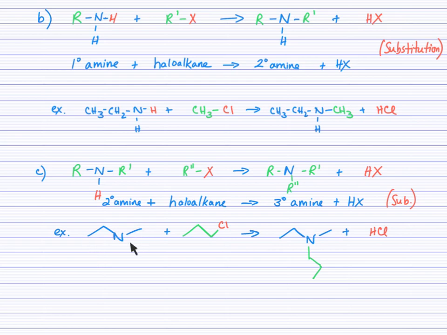So does this look like a secondary amine to you? You see how there's 2 R groups coming off, right? 1, 2, and 1 here. Now in the haloalkane, you'll see there are 1, 2, 3 carbons. And so we're going to replace this hydrogen here with the R group. And you'll notice 1, 2, 3, there's our new R group.